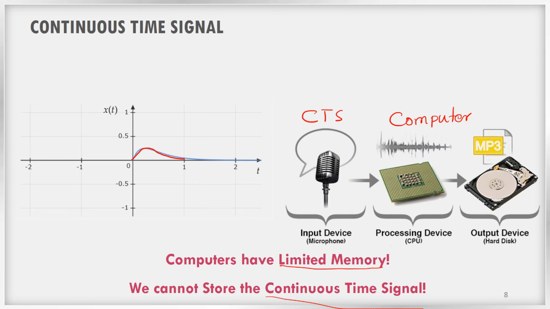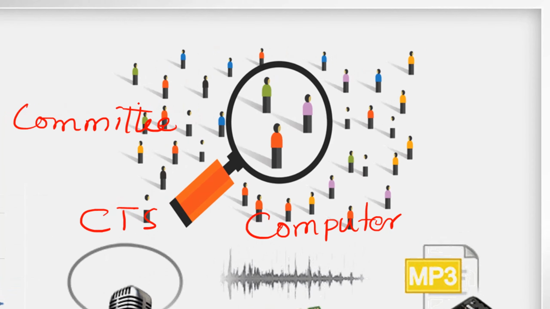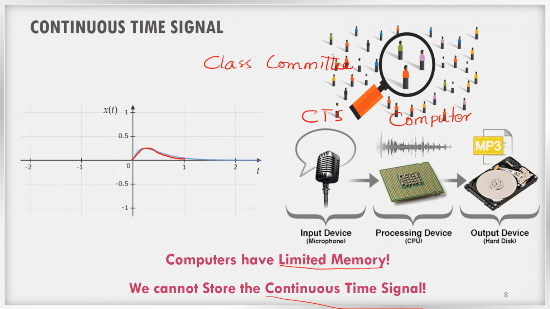Now what is the solution? For example, we all have a class committee meeting, right? So why is there a class committee meeting? Because we cannot call all the students for the class committee, then again it will become the same class. Instead, we are selecting some particular students. They will act as the representatives, or you yourself will nominate some students. They will act as the representatives of the class, and this process is known as sampling.